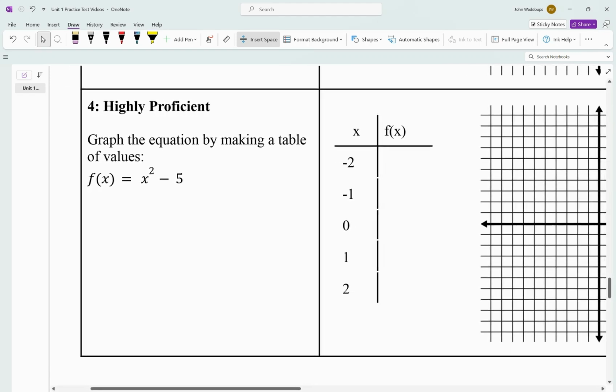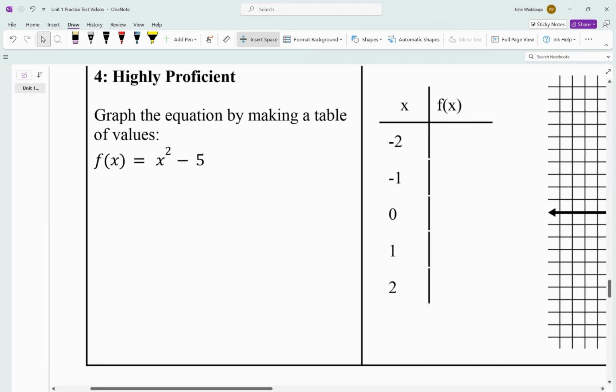In this video, we're given the direction to graph the equation by making a table of values for f of x equals x squared minus 5. They were nice enough to give us a set of x values, so all we have to do is plug in the x values to find the corresponding y values. Remember that f of x is the same as y. So say y is a function of x.